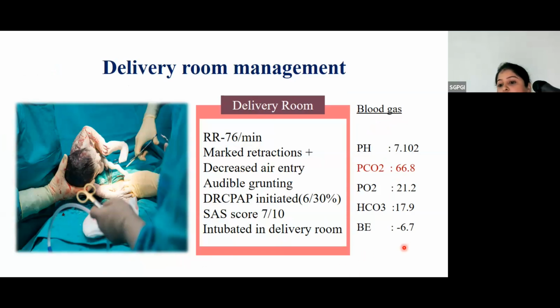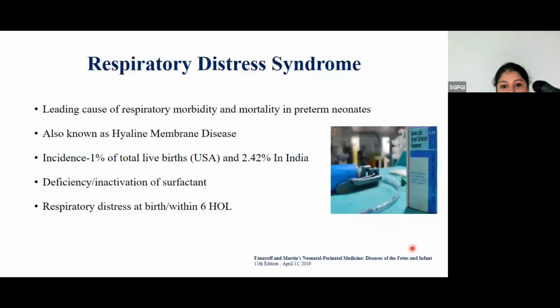The cord blood gas was showing a pH of 7.102. The CO2 level was 66.8, that is, the baby is having respiratory acidosis. PaO2 was 21.2, bicarb was 17.9, and base deficit was -6.7. So respiratory distress syndrome was suspected.